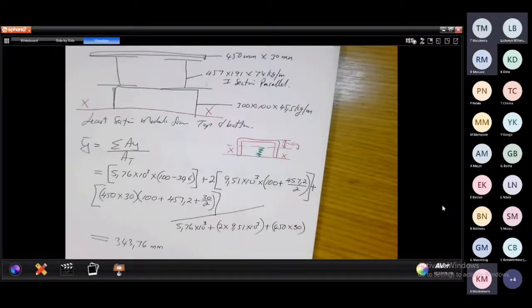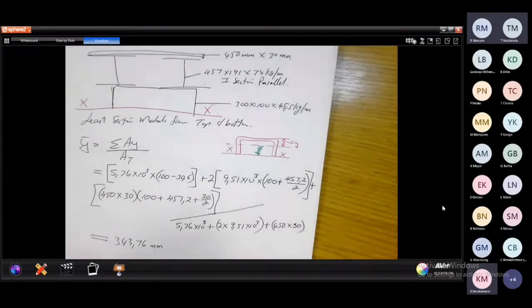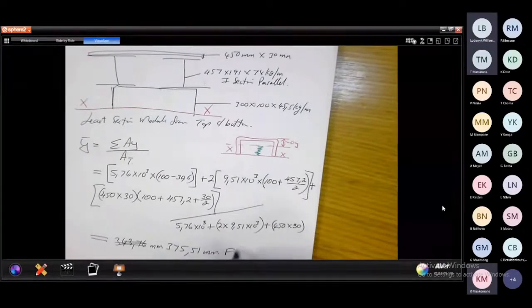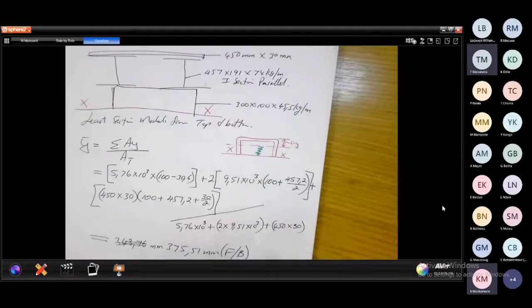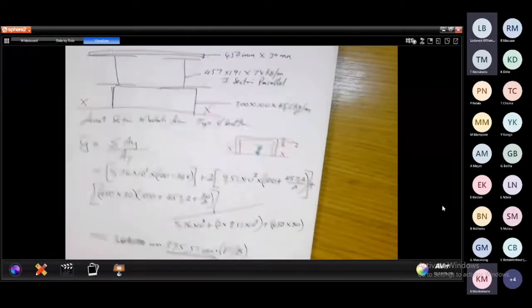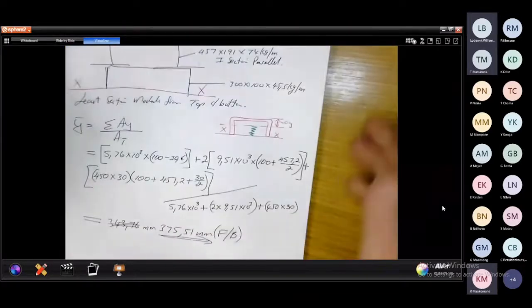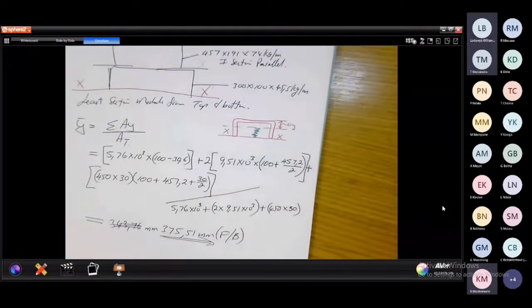Yes, I went over my calculation again. I saw I forgot another 0 by the 100. It's 375.51 millimeters from the bottom. I think that is more the right answer, more or less. Looks like it's only me and one guy or two guys or three guys in this class. The rest is only passengers.